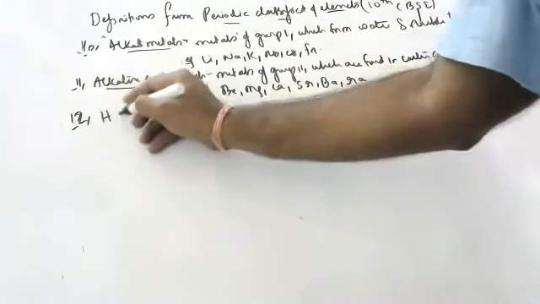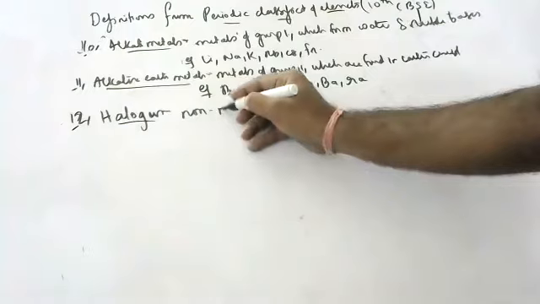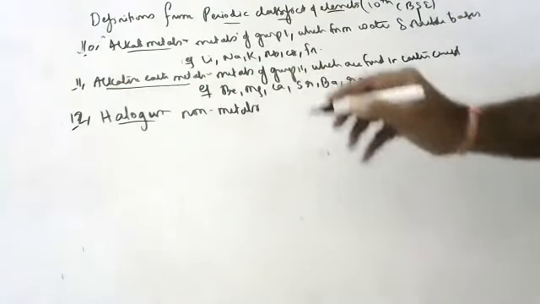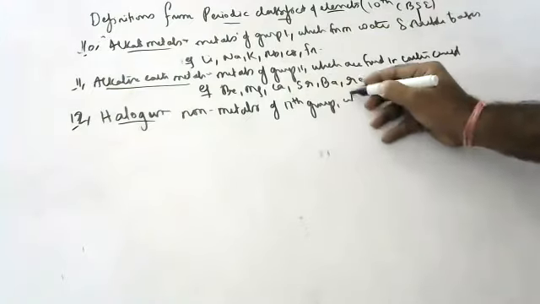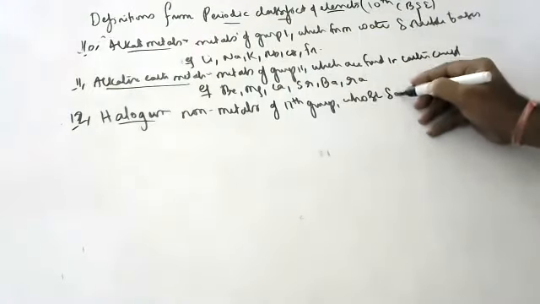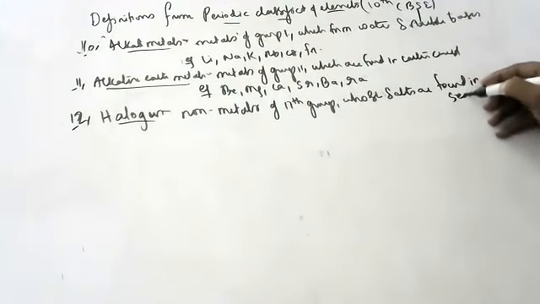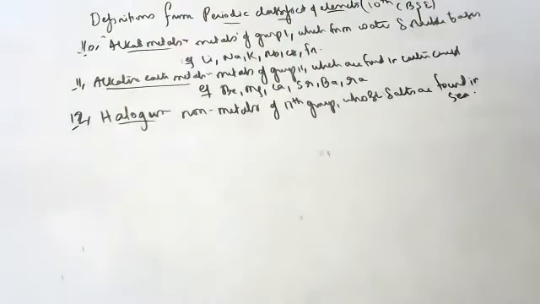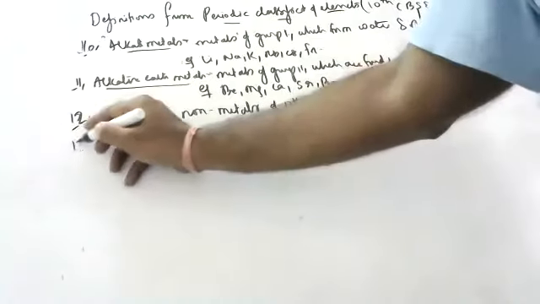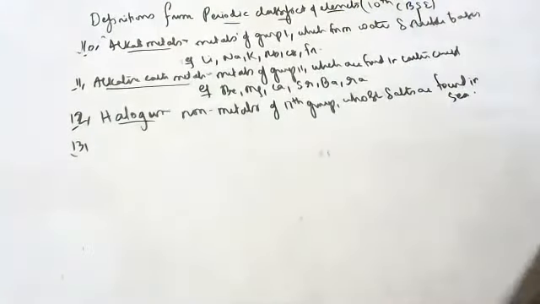Next definition, halogens. What are halogens? Non-metals of 17th group whose salts are found in seawater. Non-metals of 17th group whose salts are found in seawater.